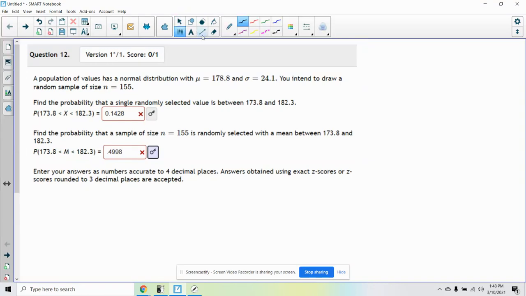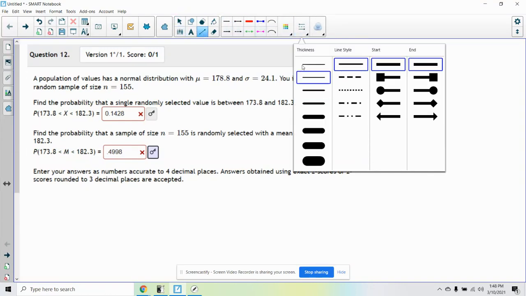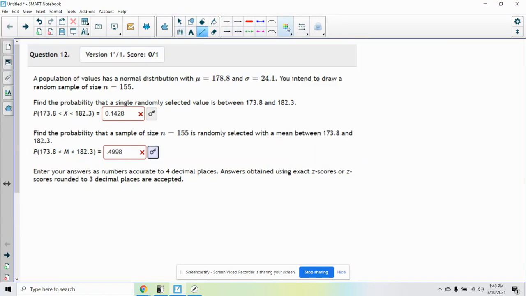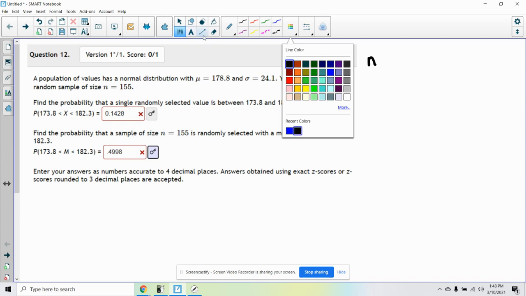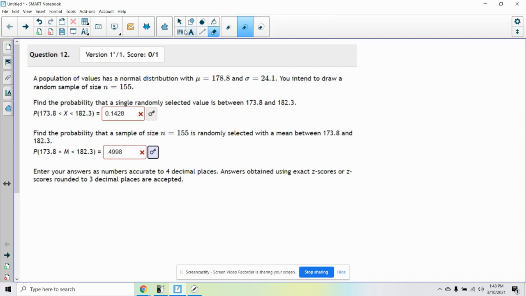Okay, so this is number 12. I'm gonna give you a rundown as to how this chapter really works. Pretty much every single thing in this chapter is either going to be using normal CDF, or the inverse normal command.